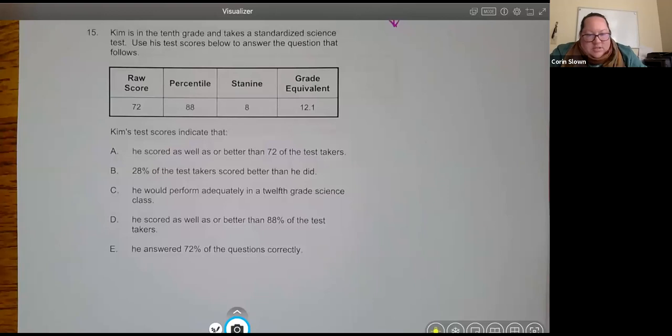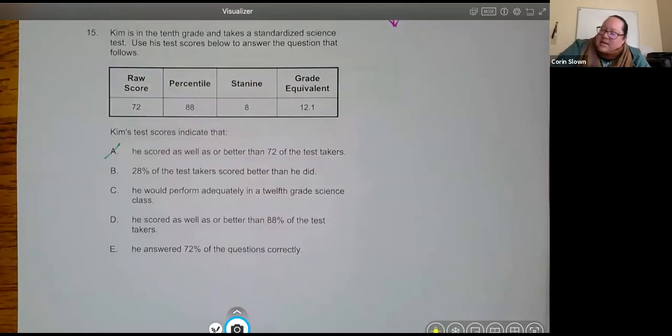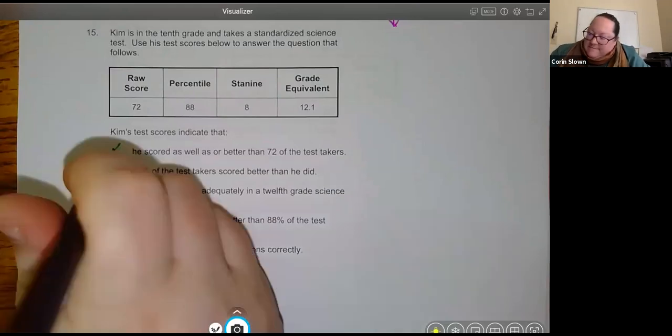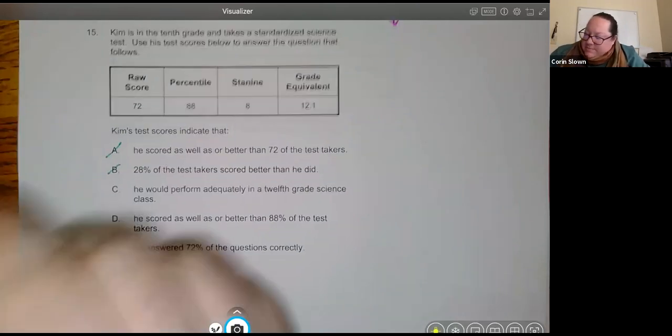So it says he scored as well or better than 72 of the test takers. Well, that's not true because they don't actually give us the number of test takers. So we can ignore A. If we think about B, 28% of the test takers scored better than he did. We don't know that, right? So we can ignore that. He would perform adequately in a 12th grade science class. Again, this is something where we don't actually know. We know his grade equivalent, but we don't know what that would mean in terms of his performance.